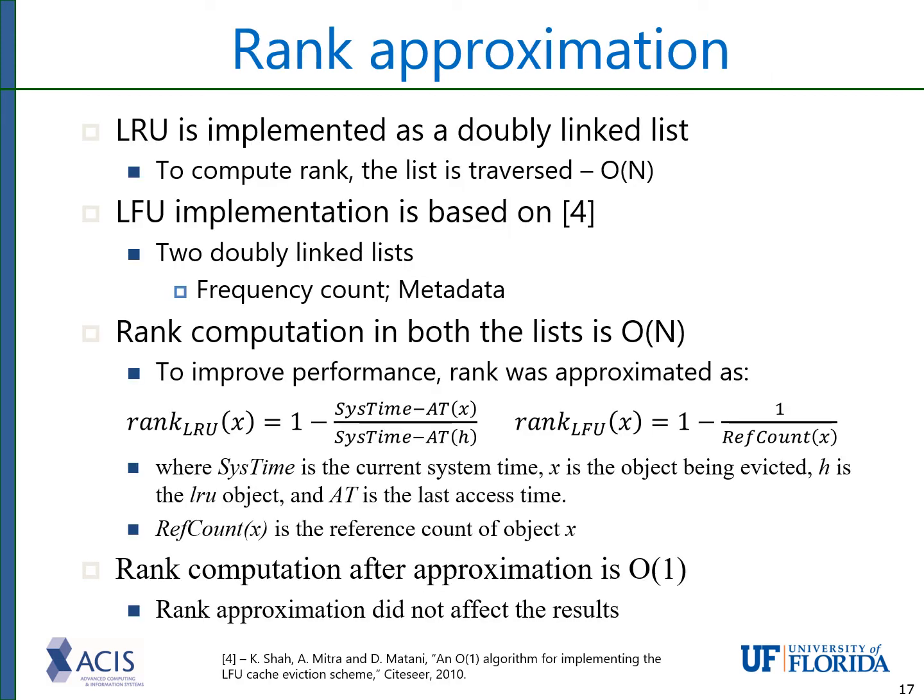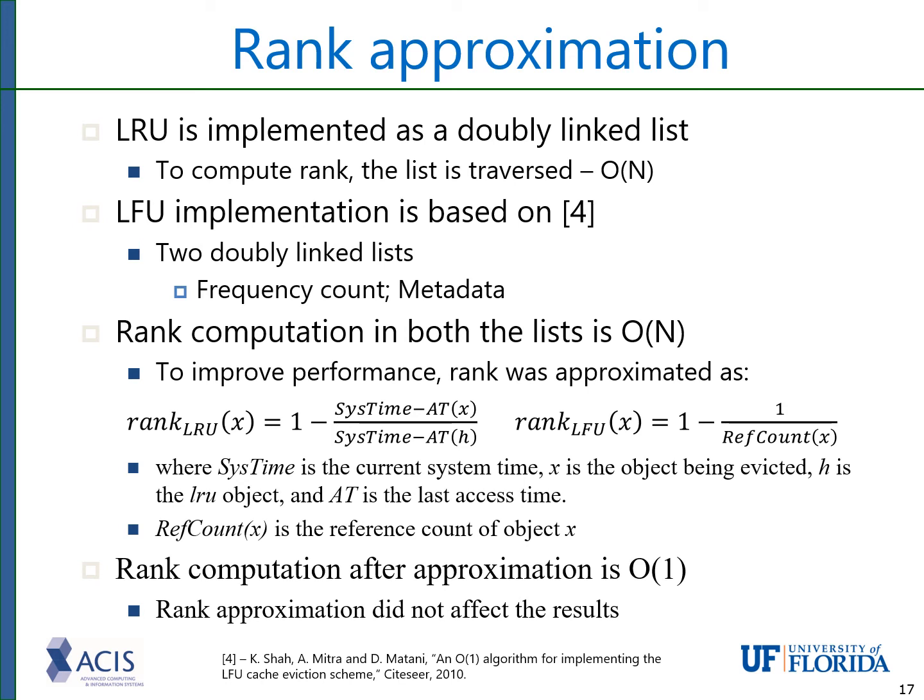In our cache implementation, the LRU metadata is implemented as a doubly linked list. Thus, to compute the rank, the list is traversed, which results in an order of n operation. The LFU metadata is implemented as two doubly linked lists, with one doubly linked list containing the frequency count and the other doubly linked list containing the metadata under the respective frequency counts. The rank computation in both the lists thus becomes an order of n operation.